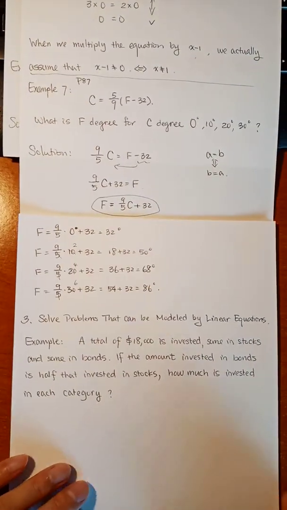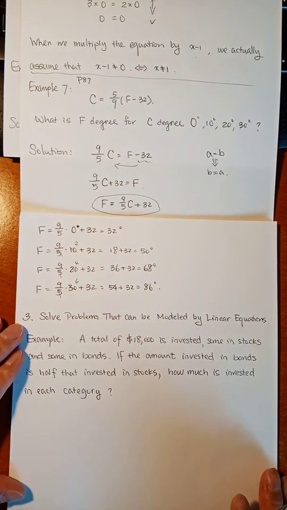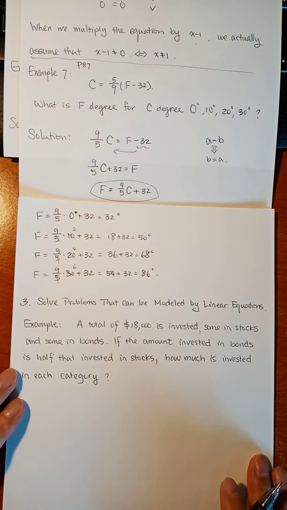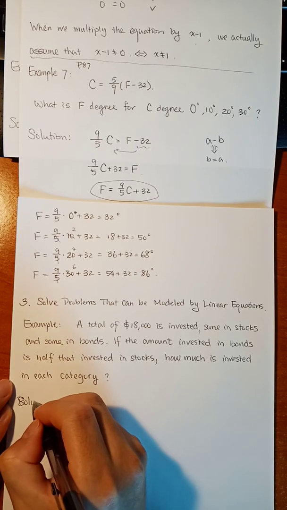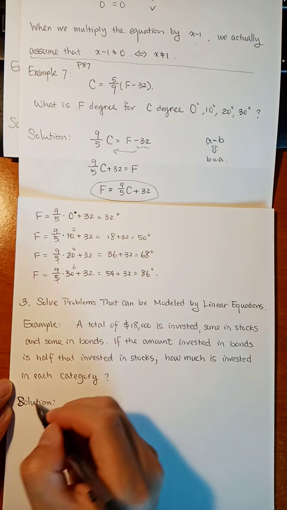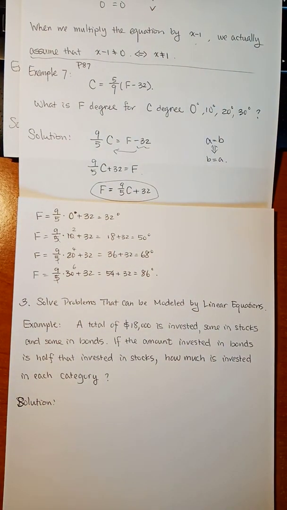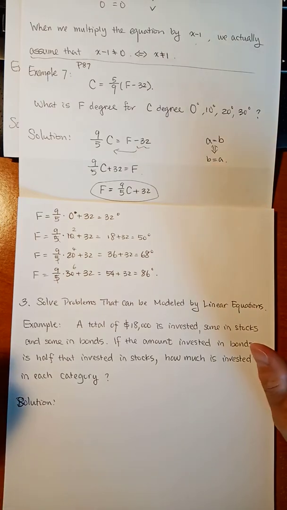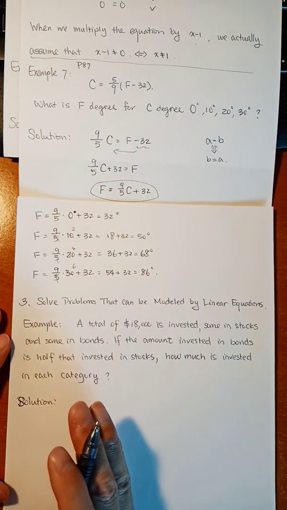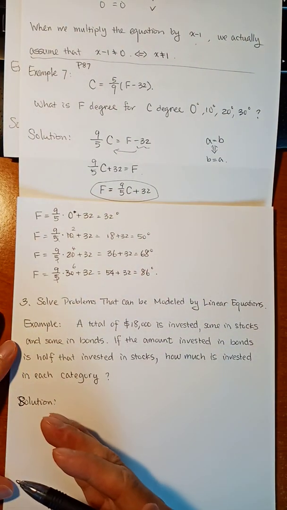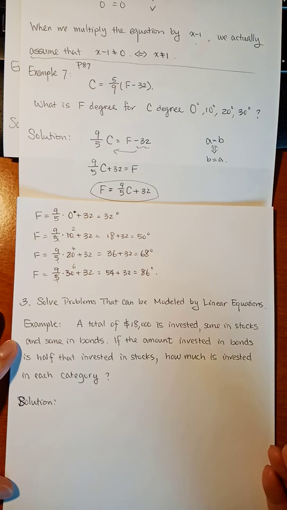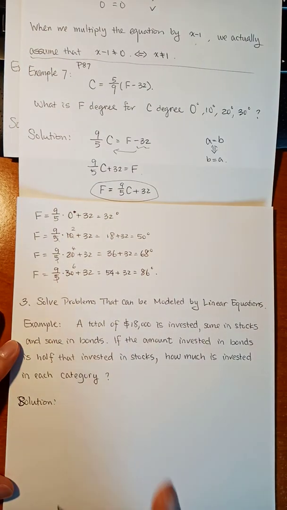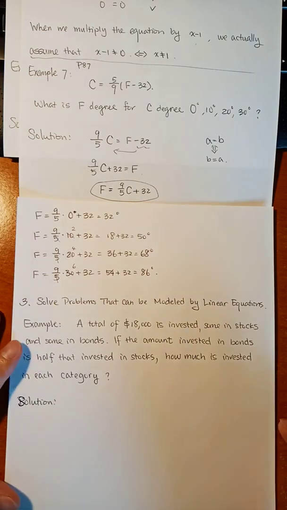Okay, so how can we divide the total investment into two parts? Solution. Remember that the total amount is $18,000. You have to divide it into two parts. If one part is known, the other part is known. For example, if you divide 8,000 to the stocks, then 18 minus 8 will give you the investment in the bonds. So we only need to set one quantity and use subtraction to get the other quantity.